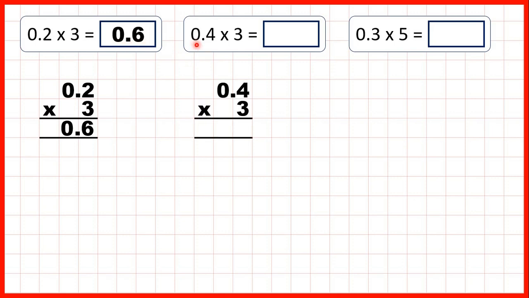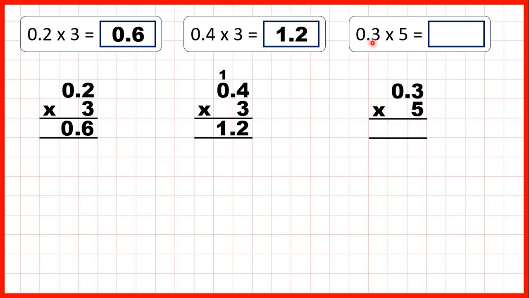Now we have 0.4 times 3. Again, we can write it out as a column multiplication, and we need to copy down the decimal point into our answer. Now 4 times 3 is 12, so that's 1, 2, with the first digit above the next place value column along, which here is our ones column. Now 0 times 3 is 0, plus 1 is 1, so our answer is 1.2.